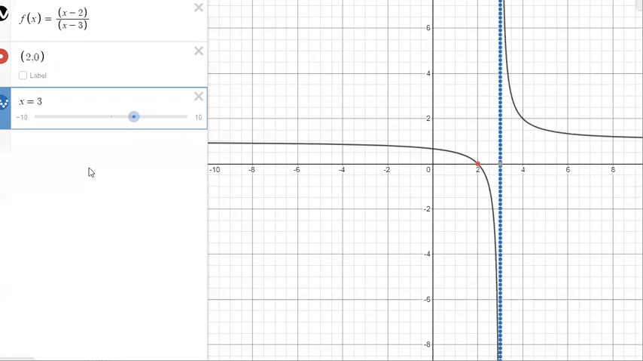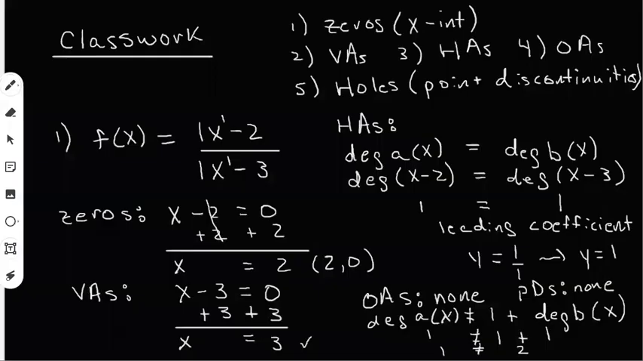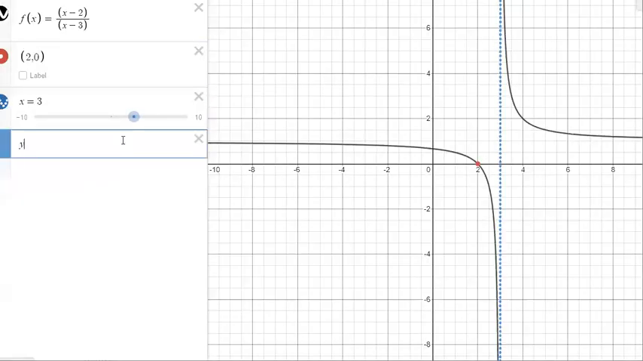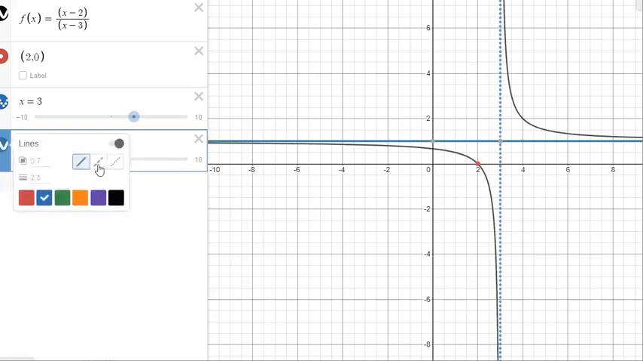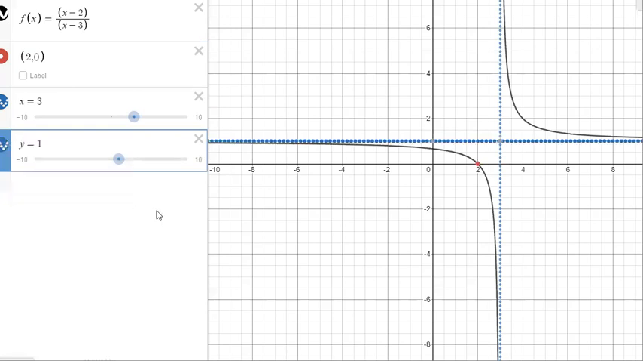Also, we have horizontal asymptotes. That's going to be the next thing that I'm going to graph. I know that my horizontal asymptote we found out was y equals 1. So I'm going to go back to my graph and I'm going to do y equals 1. And I'm going to make it blue and dot it. There we go. So you can see how the graph very neatly fits into those two quadrants, right? The graph is never actually going to cross those dotted lines because those are the asymptotes.